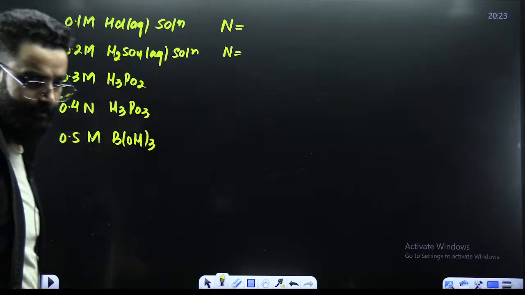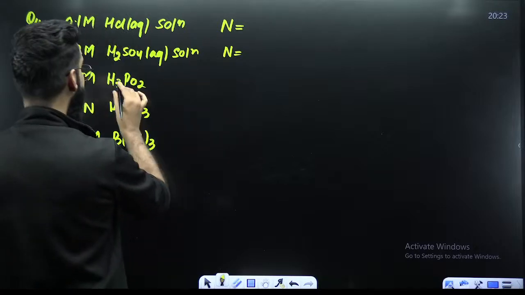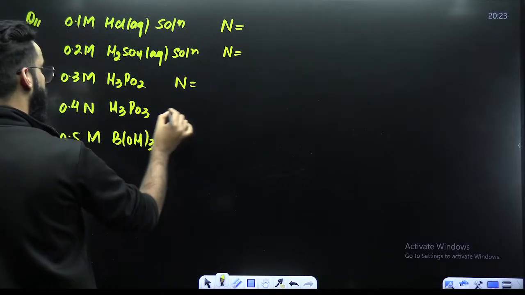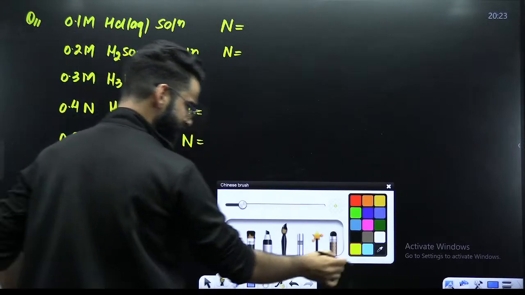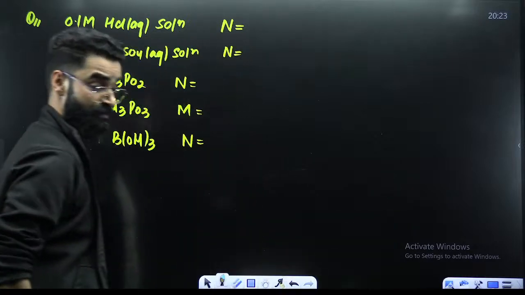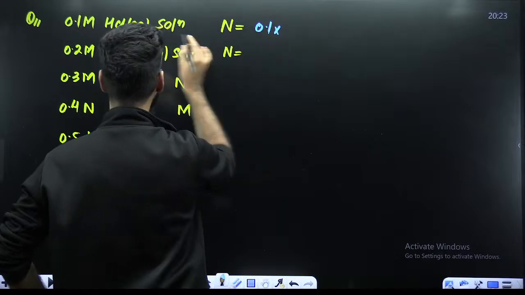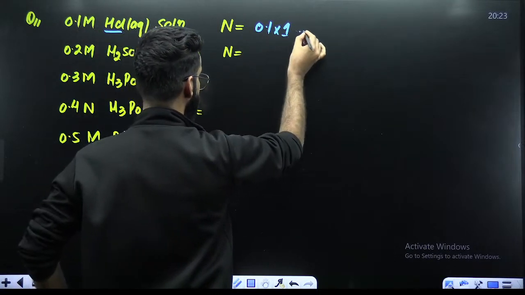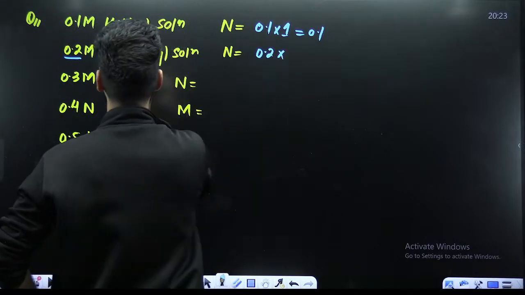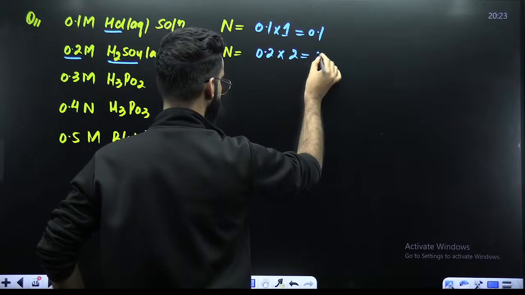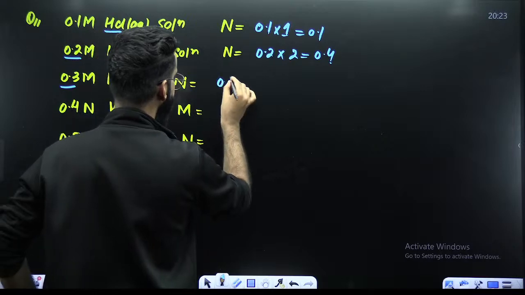Right? Tell me, people. Over here, I want you to calculate normality. Over here, I want you to calculate molarity. Over here, I want you to calculate normality again. Can you solve this? I gave you the result a few minutes back. Normality is equal to molarity multiplied by n factor. What is molarity here? 0.1. What about the n factor of HCl? It's 1. Value comes out to be 0.1. Molarity is 0.2, n factor of H2SO4 is 2, so normality is 0.4.